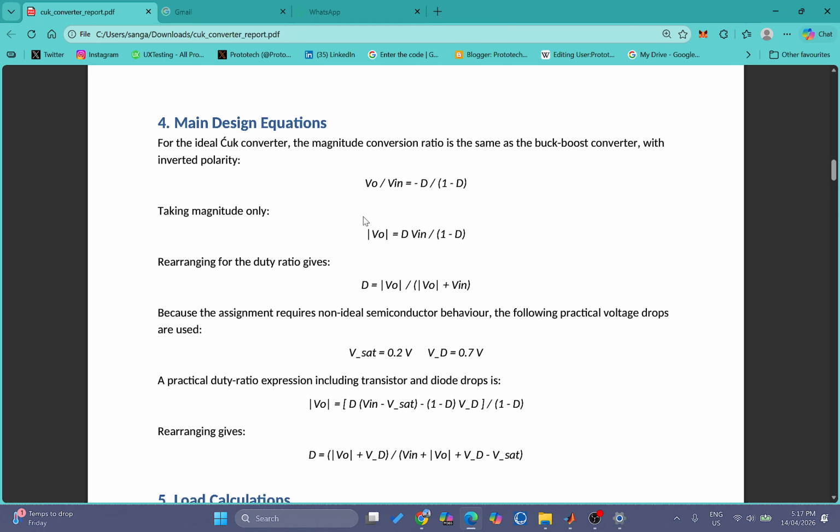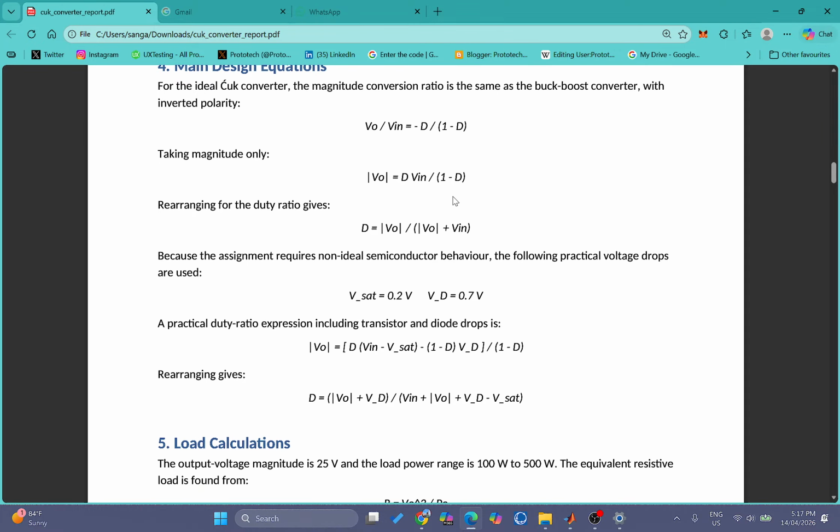and the polarity does not really matter here. We have to ignore it if it is negative. Then we want to calculate the duty cycle. To do that, we are just bringing the D out, which makes it output voltage divided by output voltage plus input voltage.